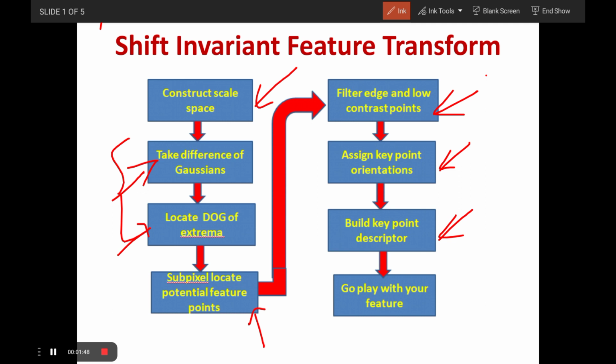That means if you want to compare two images, obviously the corresponding key points must be matched. Then only can we say that those two points are the same. For that purpose, the key point descriptor is also very important.